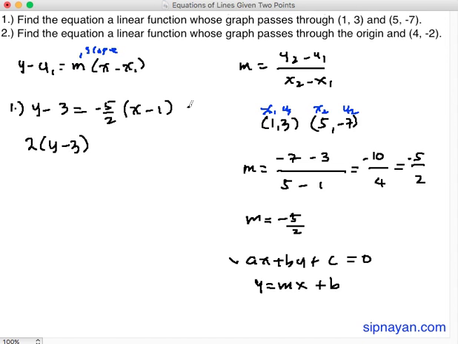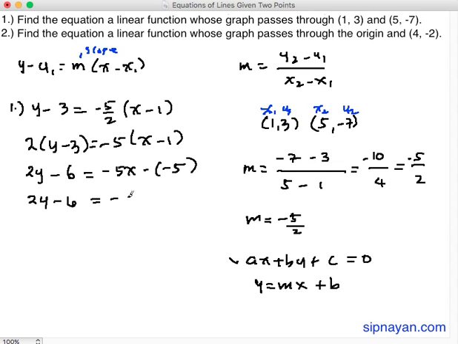So, makakancel to. Magiging negative 5 times, yung 2 na multiply natin, tapos nag-divide tayo ng 2, makakancel yun, diba? So, matitira na negative 5 times x minus 1. So, by distributive property, we have 2y minus 6 equals negative 5x minus, what is negative 5 times 1? Negative 5. So magiging 2y minus 6 equals negative 5x plus 5.